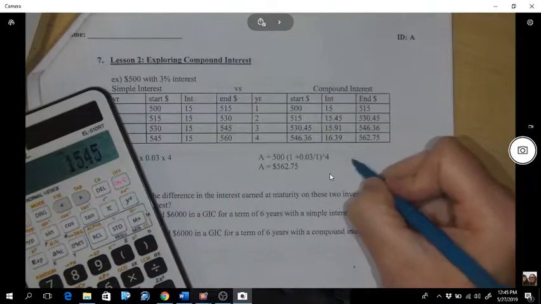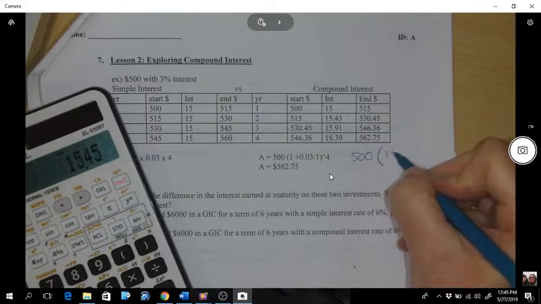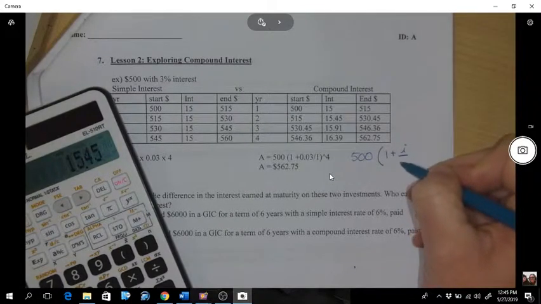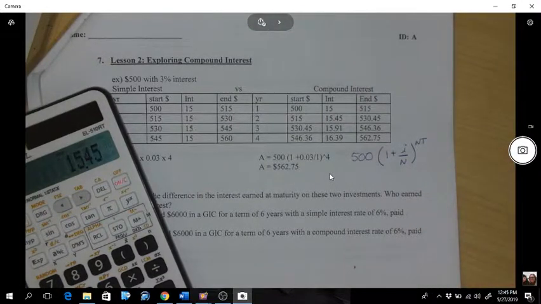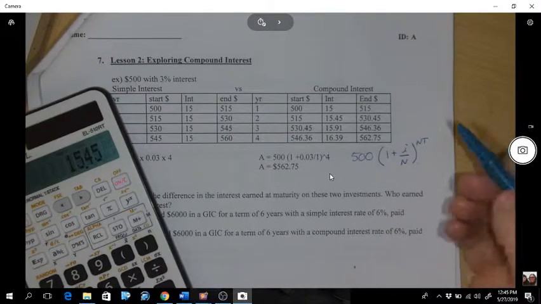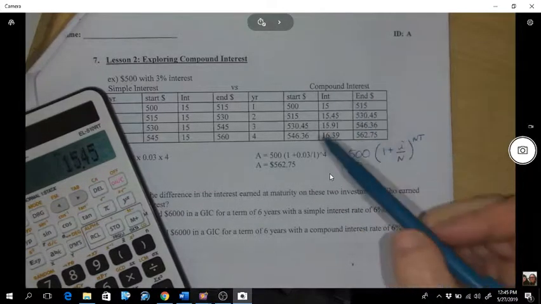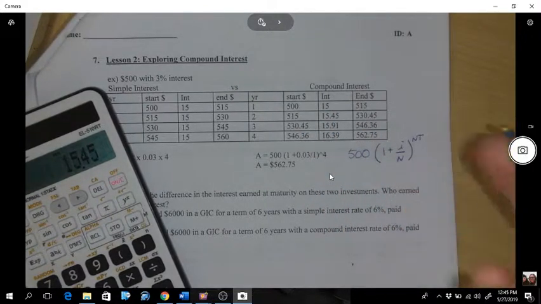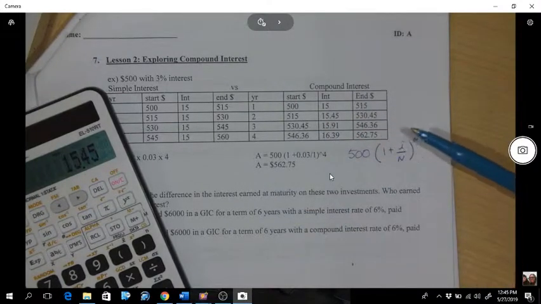So the formula is 500, and then you're going to have your 1 plus your interest rate over your number of compounds per year, to the exponent of your number of compounds times your time. Okay, this example is that it compounds every year, so you are taking the end year and putting it in. Okay, sometimes you can do it every month or week or quarterly. Okay, so for this example, it's just that at the end of every year.